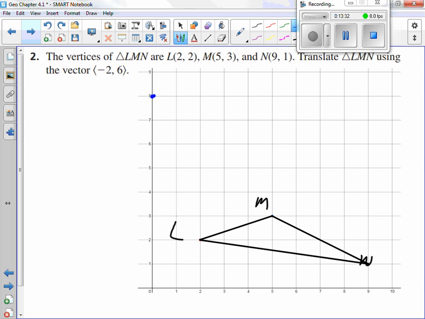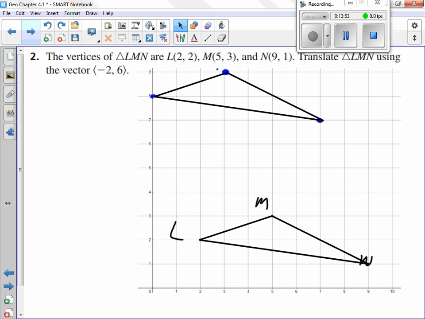M is going to the left 2, 1, 2, and up 1, 2, 3, 4, 5, 6. And lastly, N is going to go 1, 2 to the left and up 1, 2, 3, 4, 5, 6. Which gives us our brand new shape, after we did the translation of -2, 6.